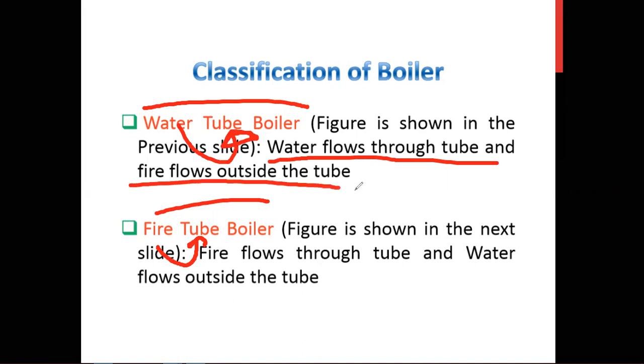That means hot gas flows outside the tube. But in the fire tube boiler, fire flows through the tube. That means hot gas inside the tube and water flows outside the tube.